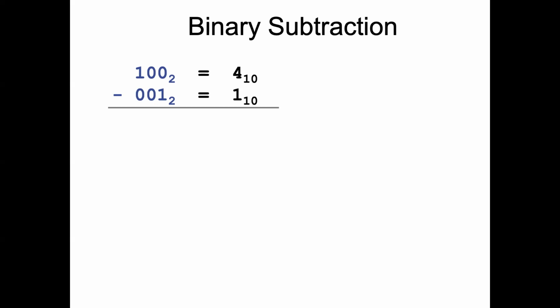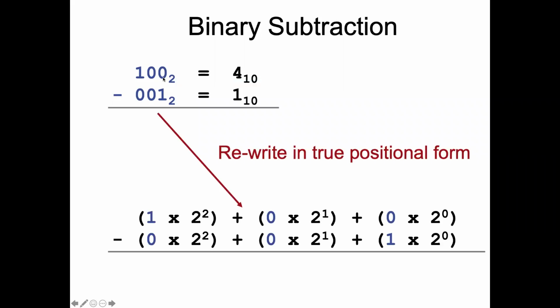100 minus 001. Now the top line is binary for 4, and the bottom line is binary for 1 in base 10. This top guy is 4, and the bottom one is 1. Obviously, I can subtract 1 from 4, but if you look at the individual binary digits, we have the same problem. I can't subtract a 1 from a 0 without borrowing. So I need to be able to do the same trick in binary.